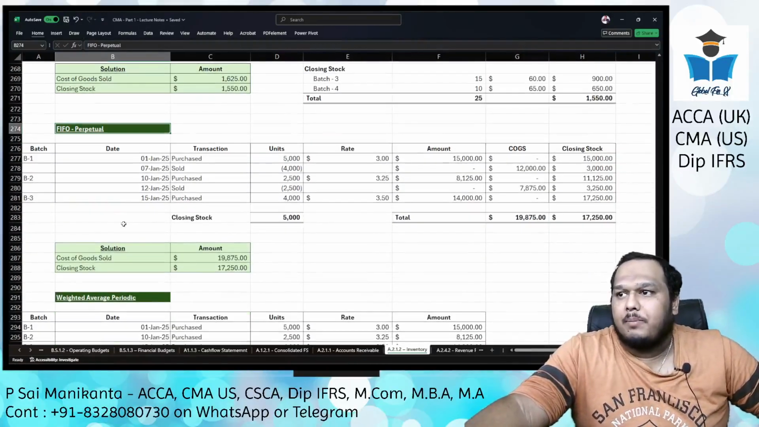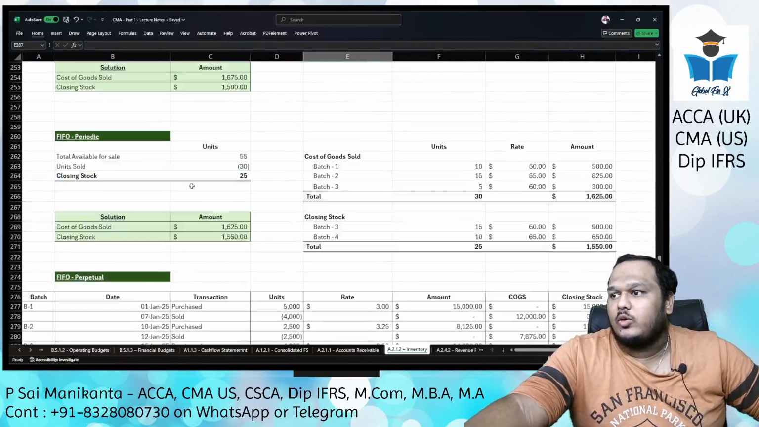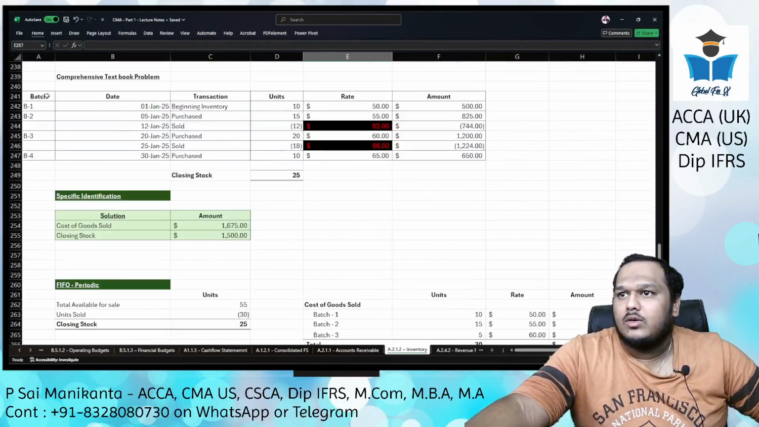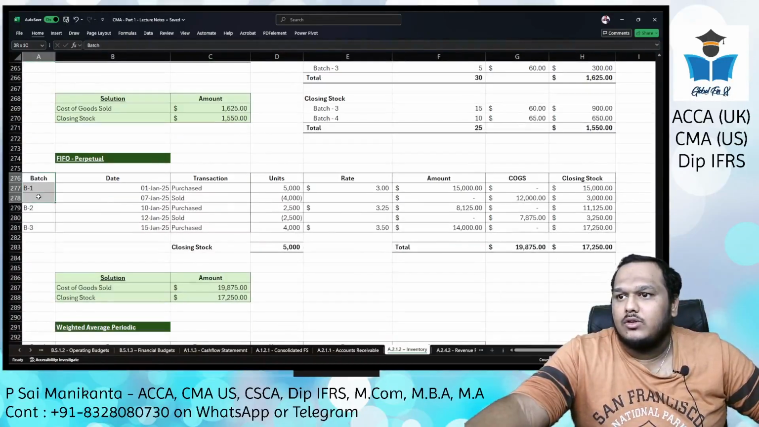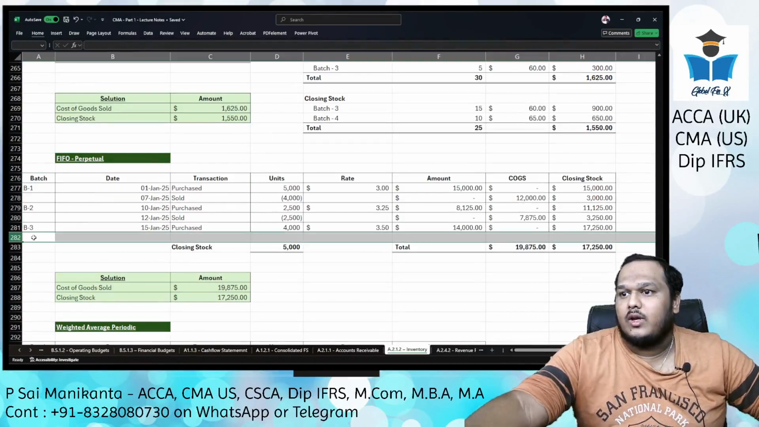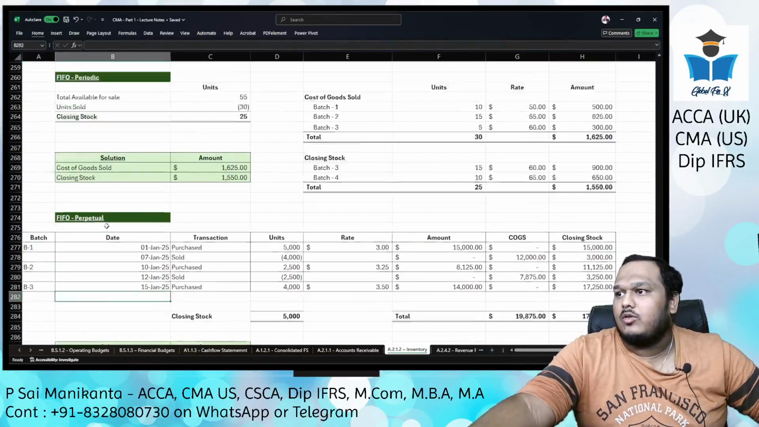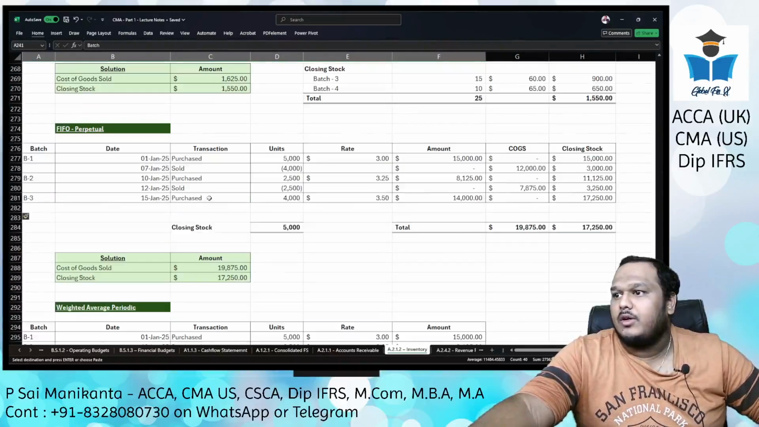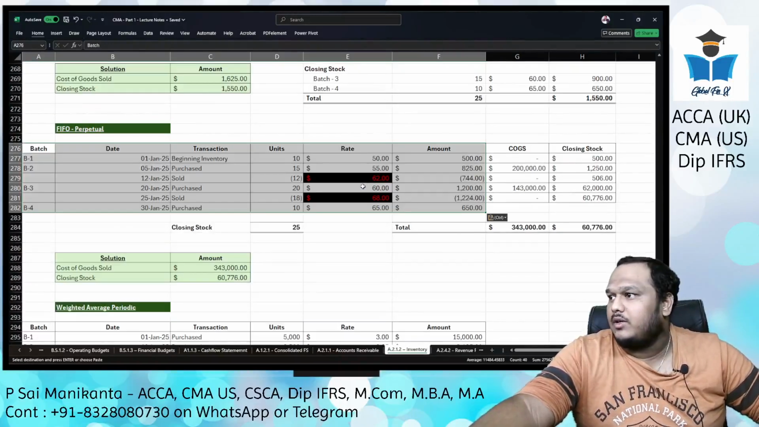Okay, let's do FIFO perpetual. So for that I'll have to, okay, 1 2 3 4 5 6 7, 7 rows. One more row I need here. So I'll copy one more row, copy from here and then paste it here.